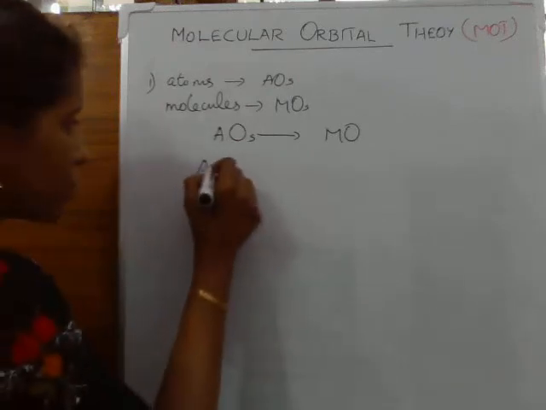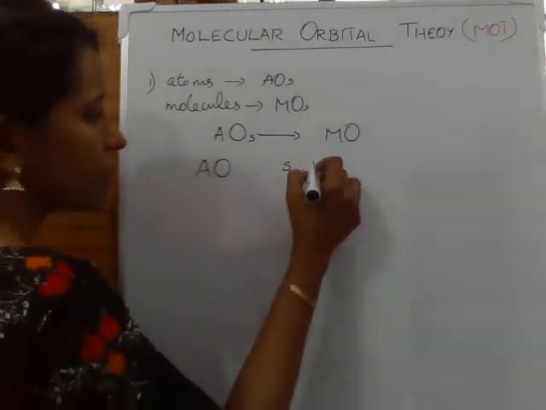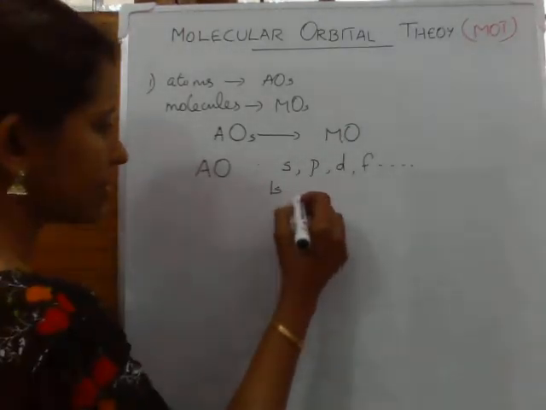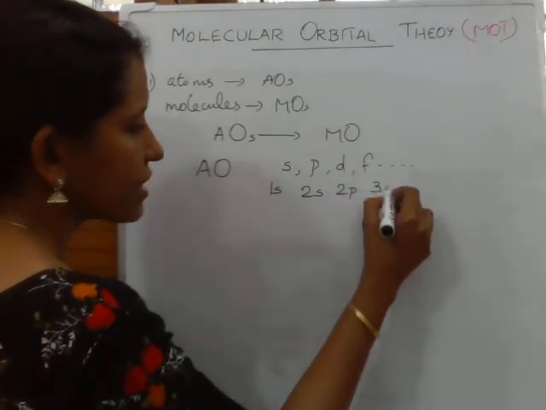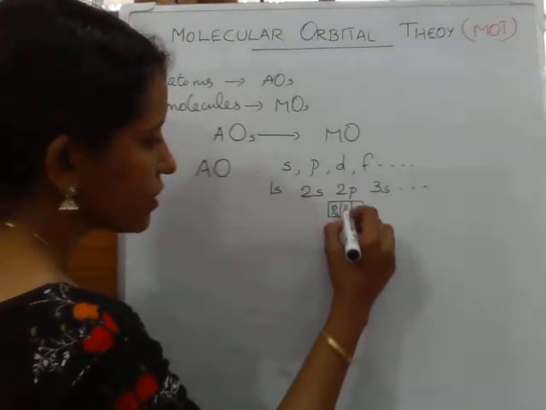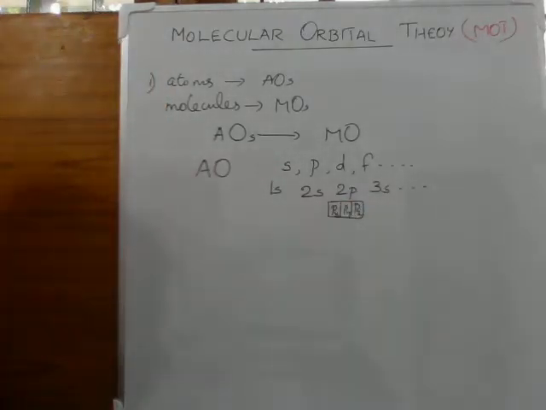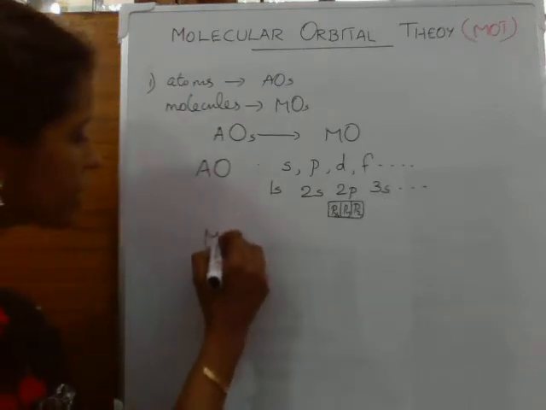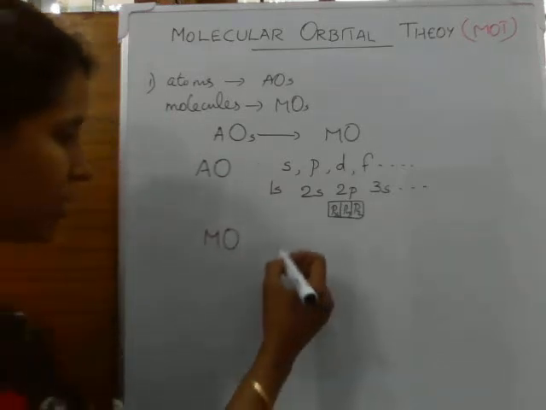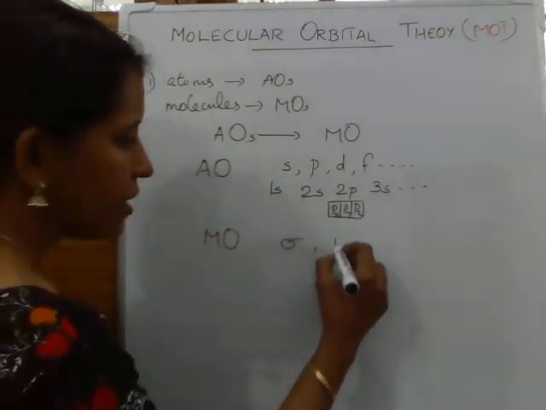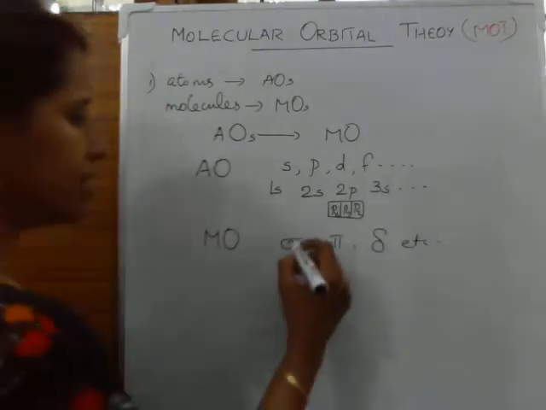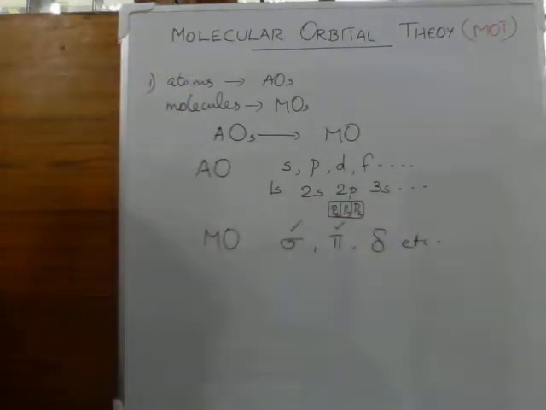The various atomic orbitals we know are s, p, d, f, etc. And these are designated as 1s, 2s, 2p, 3s, etc. And for the p atomic orbital, we know there are three: px, py, pz. Similarly, molecular orbitals are also of different types. The different types of molecular orbitals are named sigma, pi, delta, etc. In this chapter, we will talk only about sigma and pi molecular orbitals.